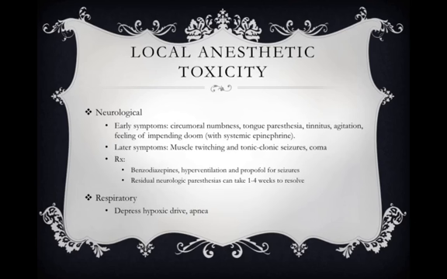So what are some of the signs and symptoms of local anesthetic toxicity? So first, you'll have some neurologic complications once the local anesthetic has either spread into systemic circulation or is inadequately metabolized and has now caused additional unwanted symptoms. Some early symptoms include circumoral numbness, tongue paresthesia, tinnitus, agitation, and a feeling of impending doom, which is usually associated with the spread of systemic epinephrine when it's used as an adjuvant. And later symptoms include muscle twitching, tonic-clonic seizures, and a coma.